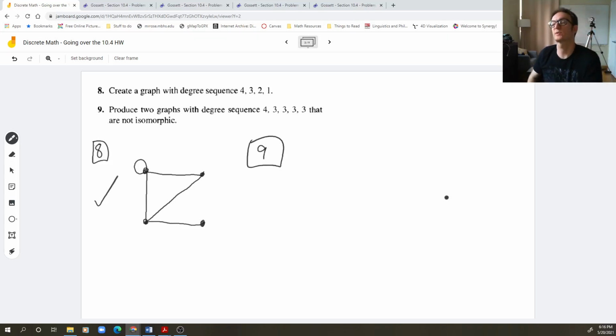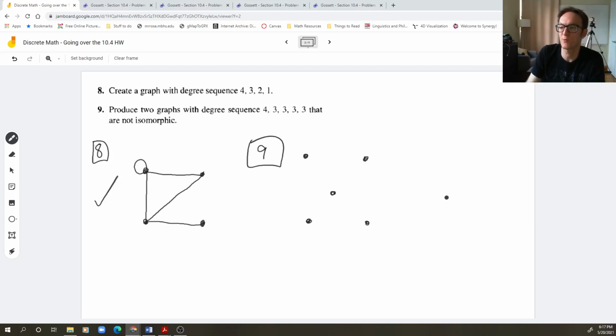Produce 2 graphs with degree sequence 4, 3, 3, 3, 3 that are not isomorphic. Okay, I had a feeling that this was going to be hard, so I did it in advance, and I spent an embarrassing amount of time thinking about this, and I came out of it with deep understanding.